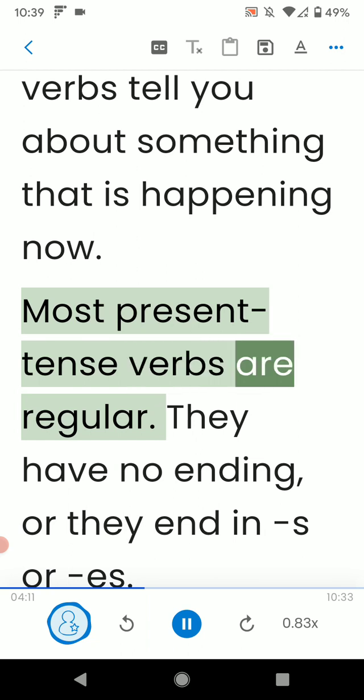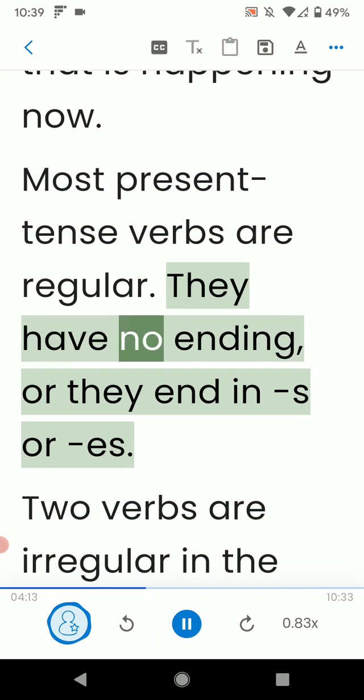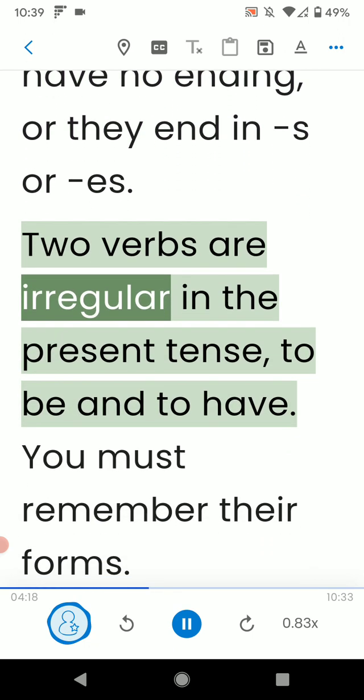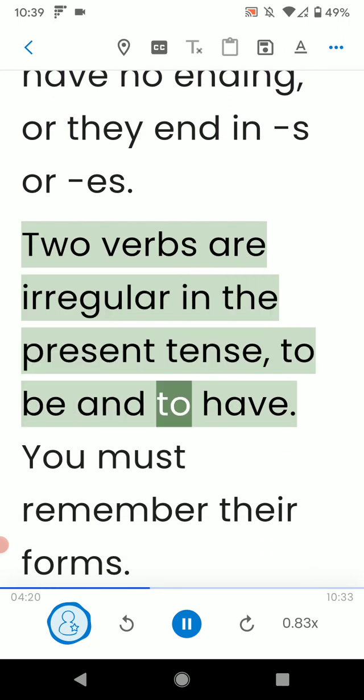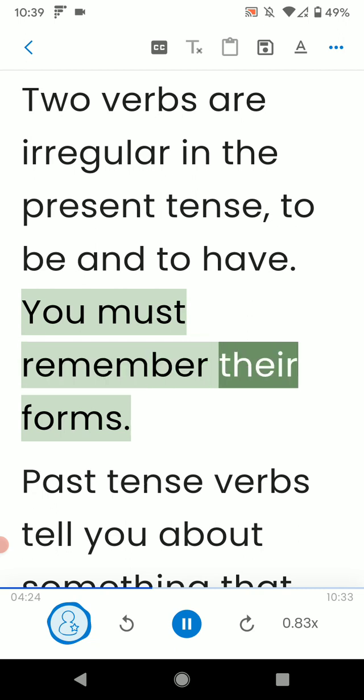Present tense verbs tell you about something that is happening now. Most present tense verbs are regular. They have no ending, or they end in s. Two verbs are irregular in the present tense, to be and to have. You must remember their forms.